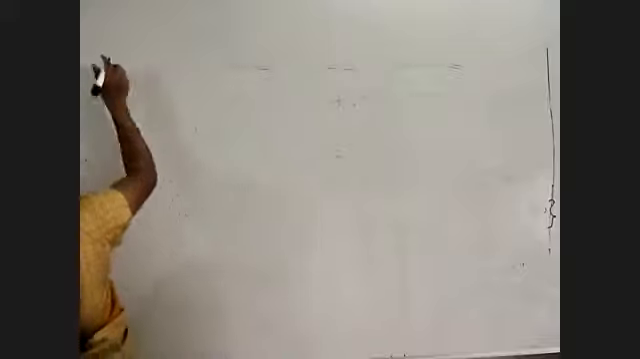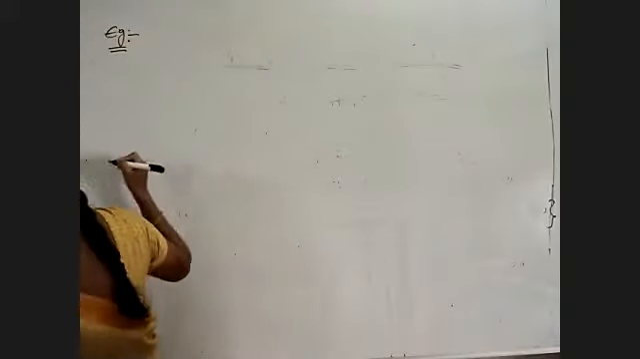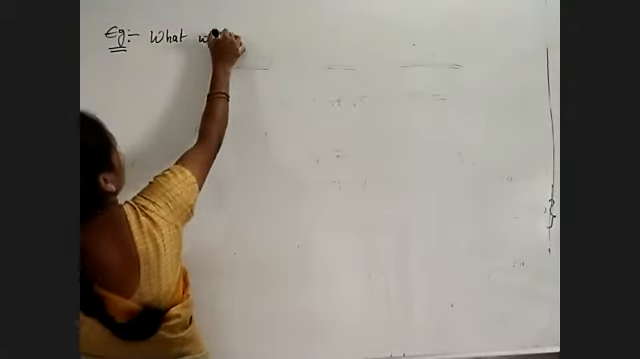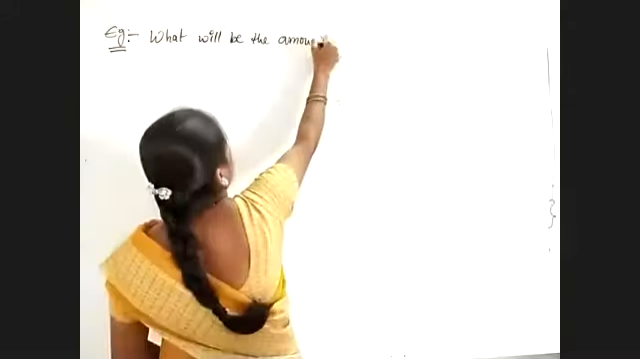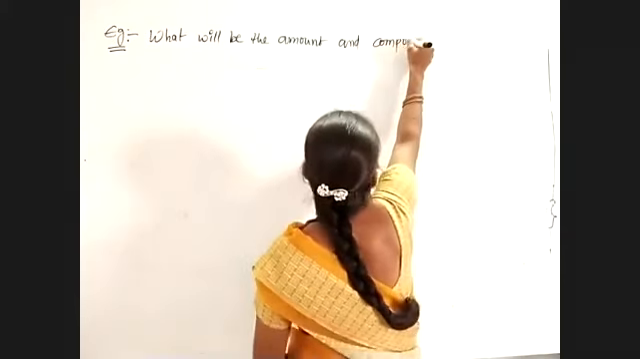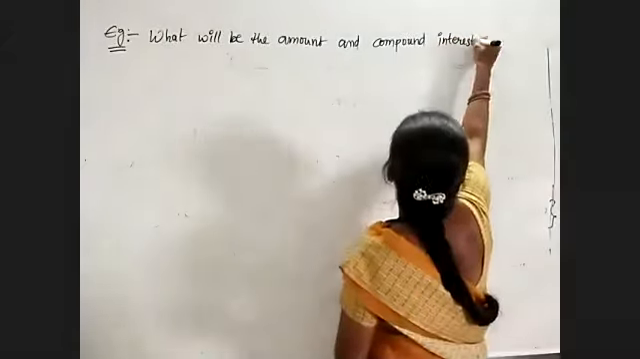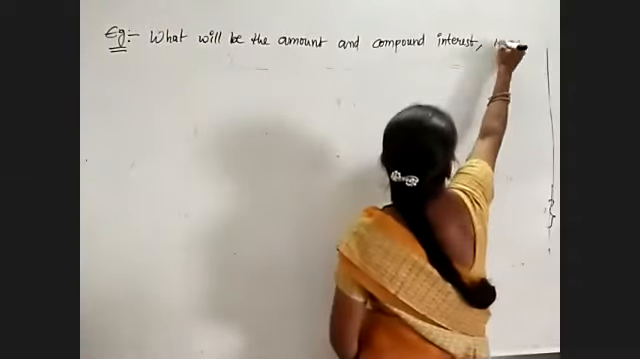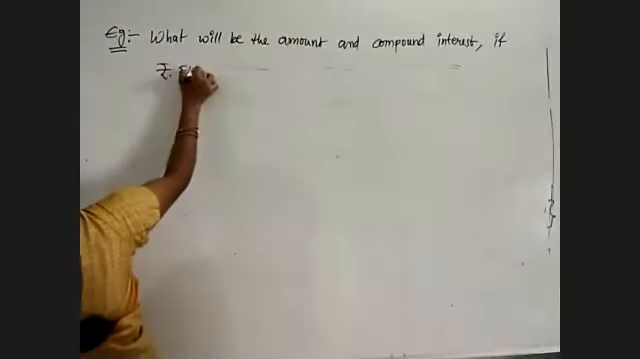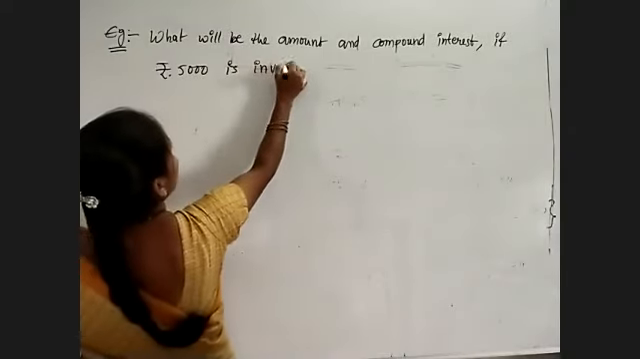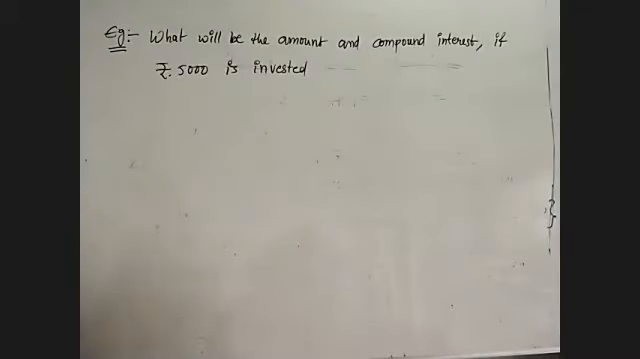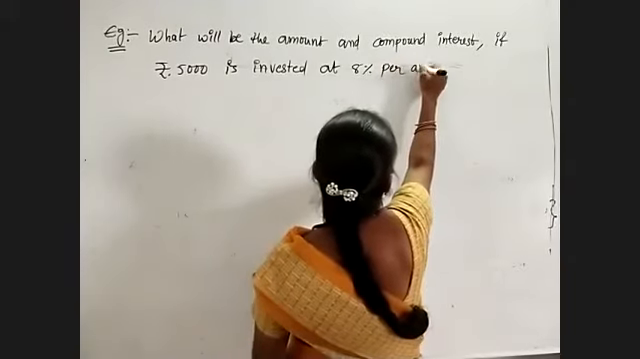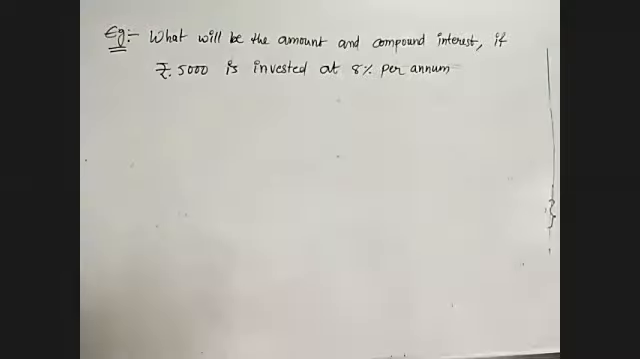Okay, observe this example problem. What will be the amount and compound interest if 5,000 rupees is invested at 8% per annum for 2 years?